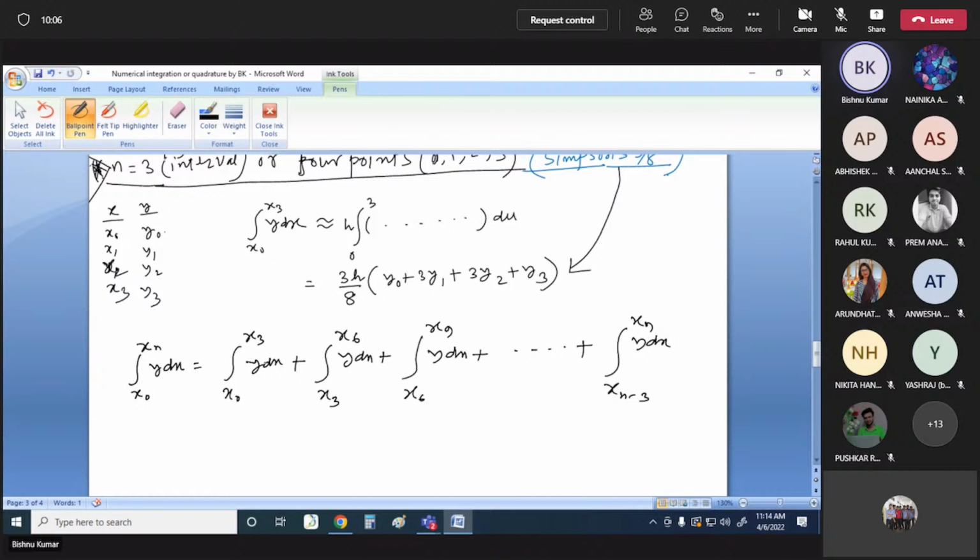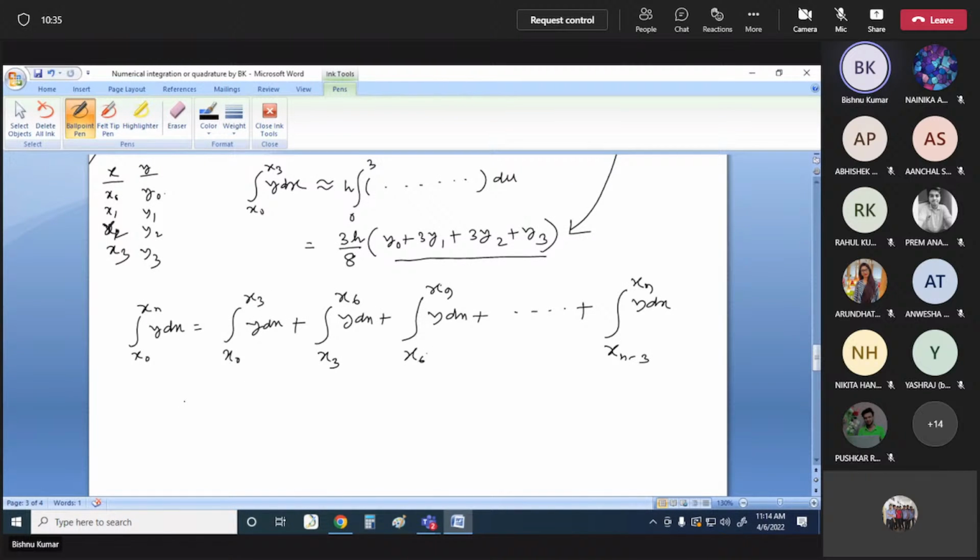Within each interval, from lower bound to upper bound, you have 4 points: x3, x4, x5 and x6 in the next integration, x6, x7, x8, x9 in the one after, and in the last integration xn minus 3, xn minus 2, xn minus 1 and xn. Corresponding to these 4 points you have 4 y values. Rearranging in this structure, you can write the answer. For the first integration, the value is 3h by 8 times y0, 3y1, 3y2 plus y3. What will be the next value?